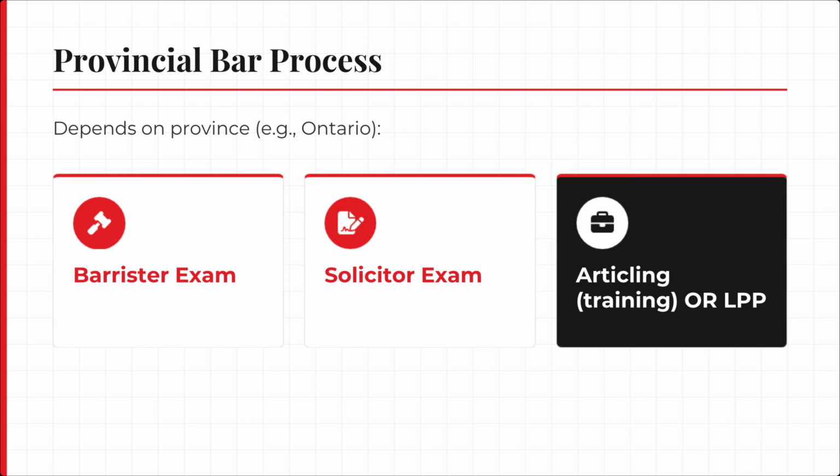After NCA, the next stage is the bar process. Now, this depends on your preference. You choose a province like Ontario, British Columbia, Alberta, etc. For example, in Ontario, you have to clear the barrister exam, then the solicitor exam, and then complete articling or LPP. Articling is like working under a lawyer to gain practical experience. This stage is very important because here you learn real legal work.